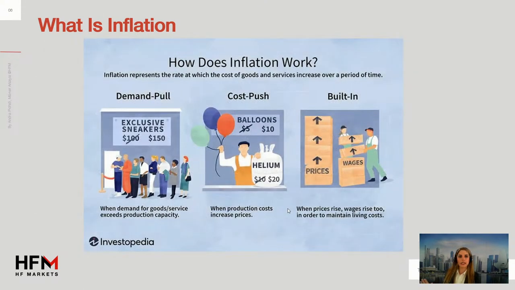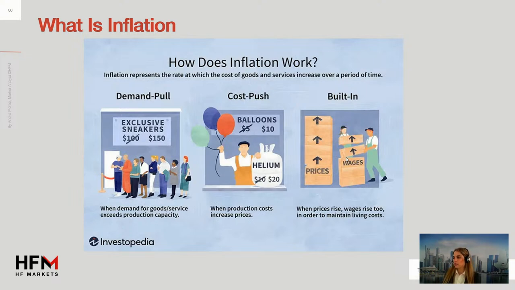So this is exactly what I have just explained, in a picture. So how does inflation work? As you can see here, inflation represents, as we said, the rate at which the cost of goods and services increases over a period of time.